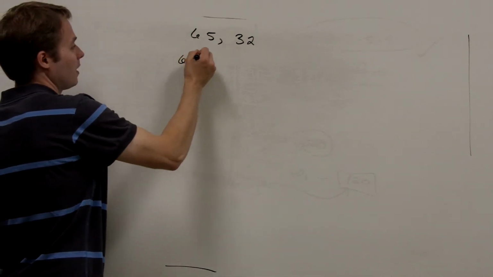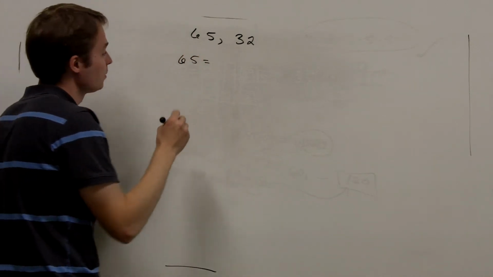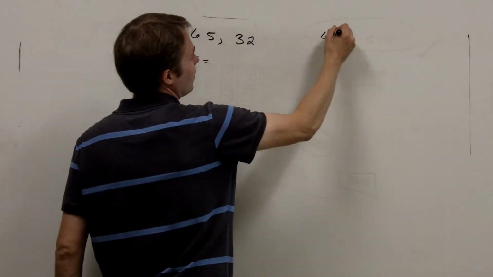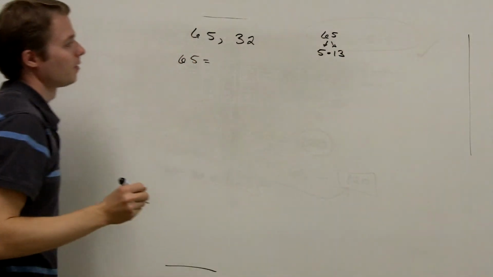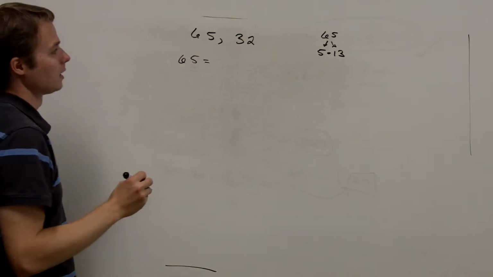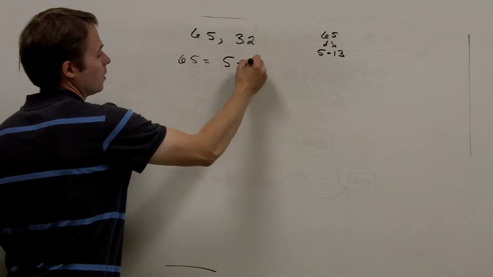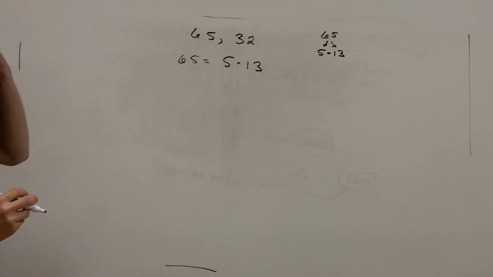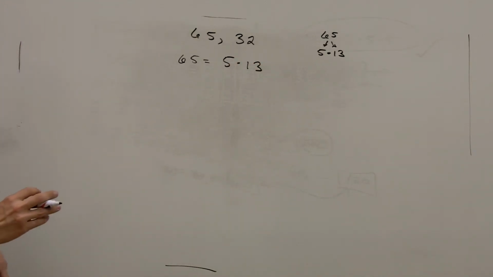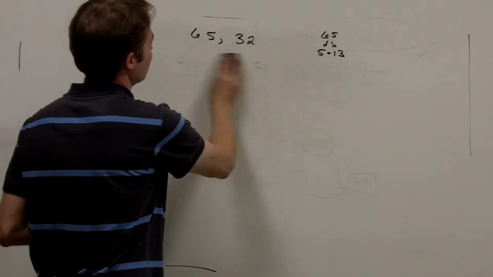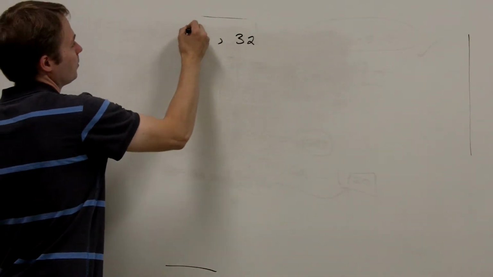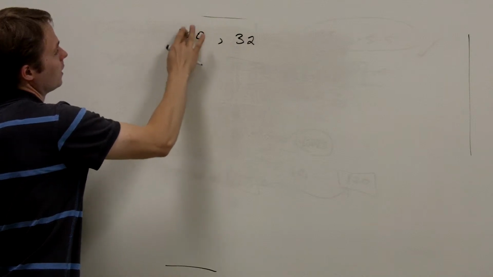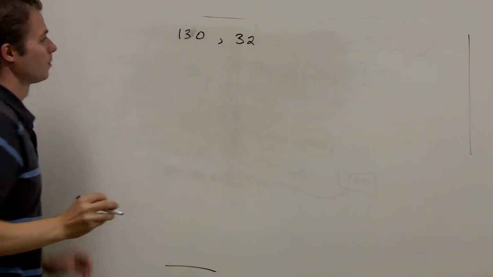I'm going to take 65 and write it as a prime factorization. Let's see, I know that 65 should be divisible by 5. And in fact, it's just 5 times 13. So we'll write that here. And in fact, let's start over. I want to make one that's a little more interesting. Let's make this one, instead of 65, 120. Or I should say, let's do 130.